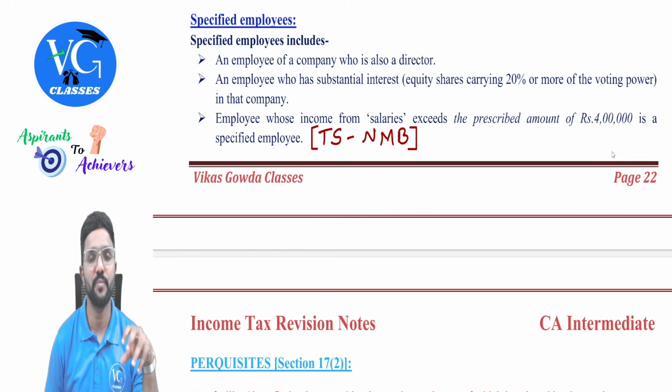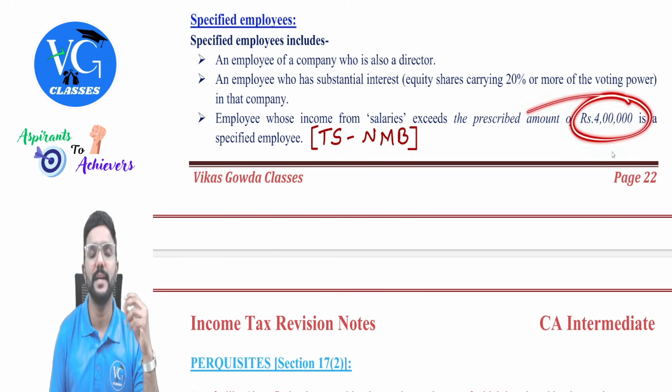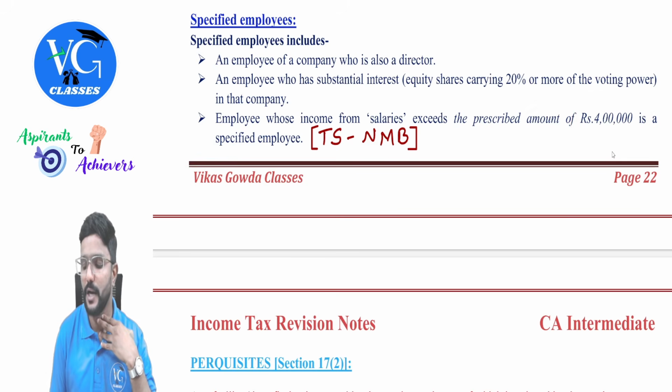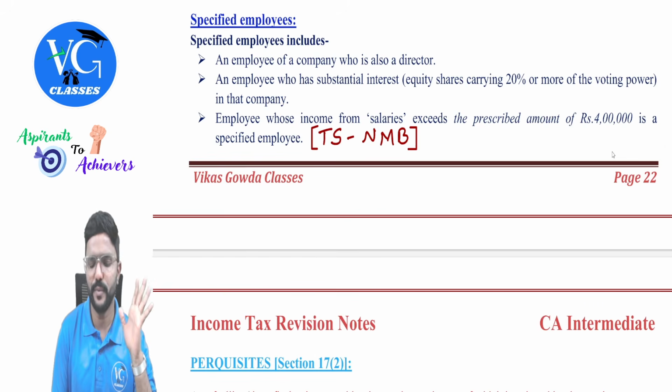Previously, it was a different amount. So if the income under the head salary of an employee is more than 4 lakh, then they are called as specified employee. And how do we calculate this 4 lakh is compute taxable salary of an employee minus non-monetary benefit. So this 4 lakh should not include non-monetary benefit.